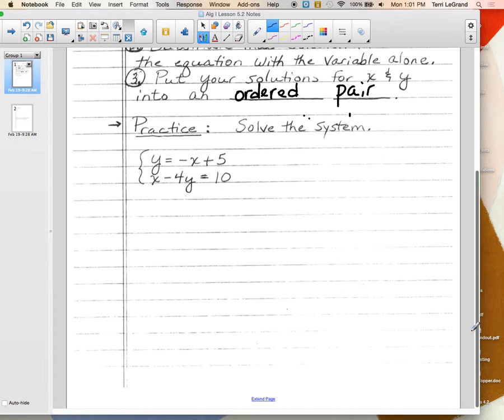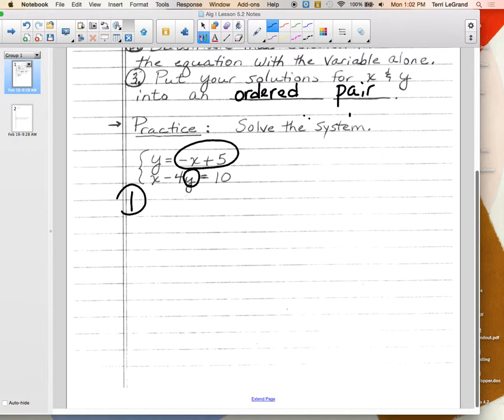So this says y equals negative x plus 5. Circle that. Y is the same as negative x plus 5. Whatever y is, so is negative x plus 5, that same thing. So we're going to take that and substitute it into the other equation for where that y is, because it says that's what y is equal to. So we're going to temporarily eliminate the y's. They're going to disappear, and we're only going to have an x to solve for.